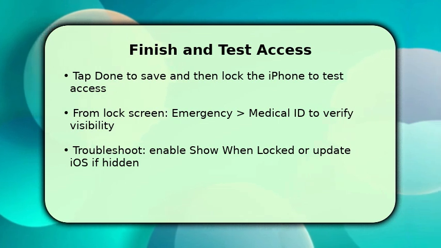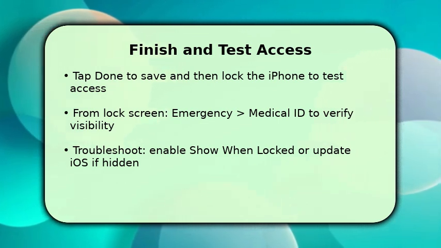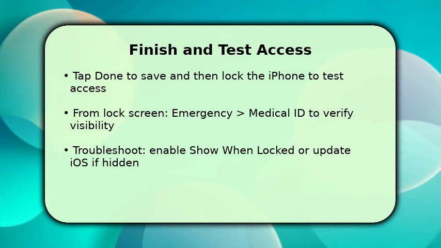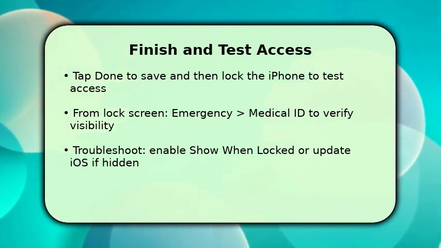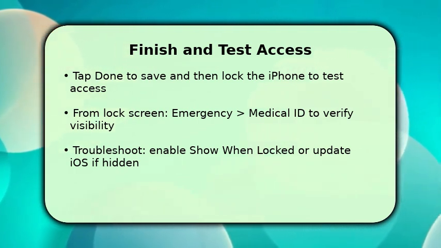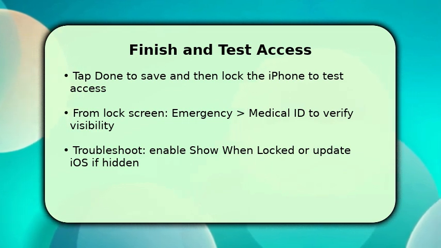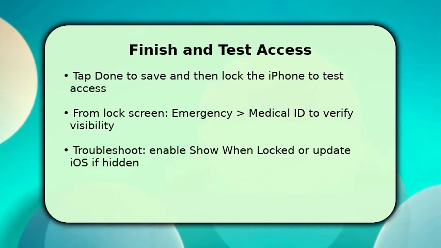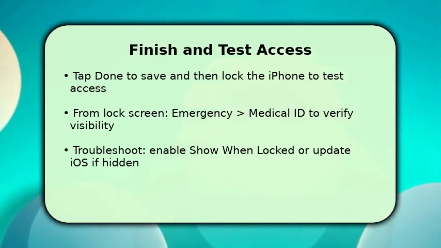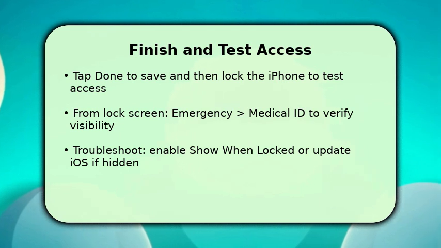This exact path must show your information. If it does not, unlock and confirm Show when locked is turned on in Medical ID settings. If still hidden, update iOS and retry because system bugs can block access. If contacts or details are wrong, edit and retest until the lock screen Medical ID reliably displays essential information.